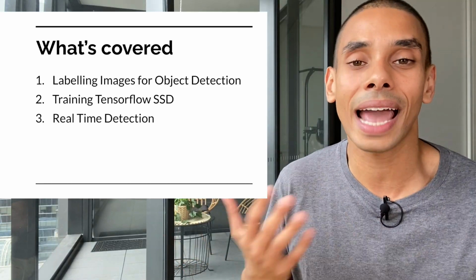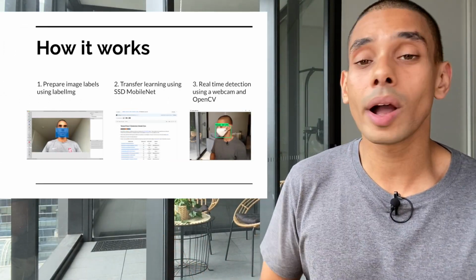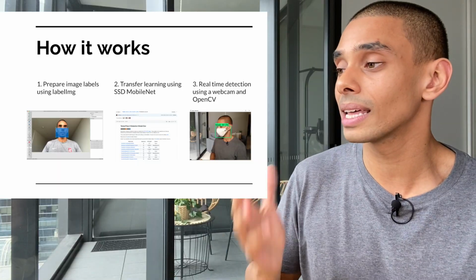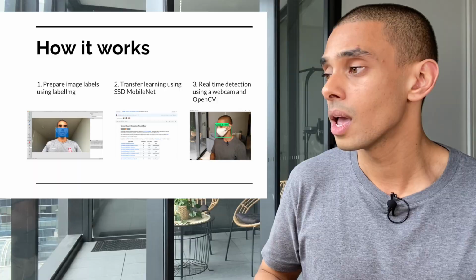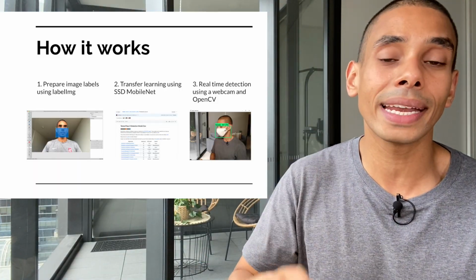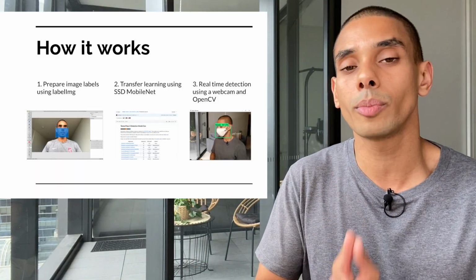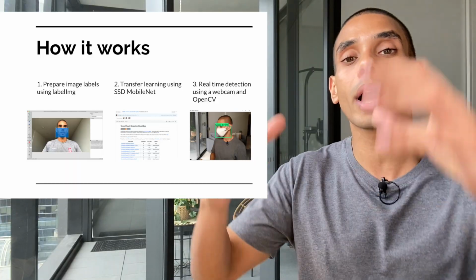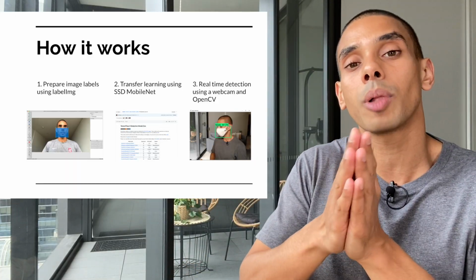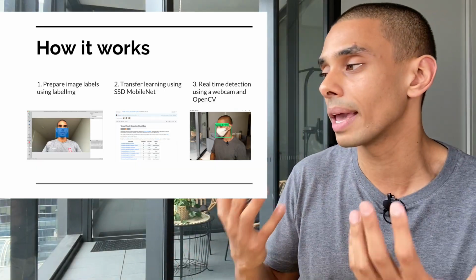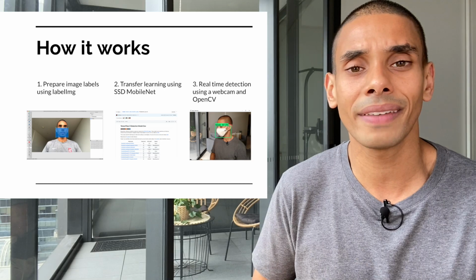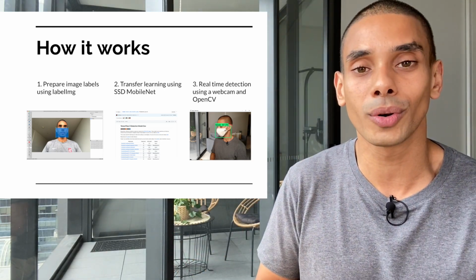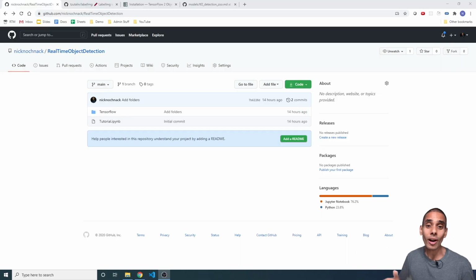Let's take a deeper look at how this is all going to work. First up, we're going to be preparing our images using the labelImg package. This is going to allow us to label different face masks on our face. Then we're going to train our deep learning model using the TensorFlow object detection API. Specifically, we're going to download a pre-trained model and then apply transfer learning to train this a whole heap faster. And then last but not least, we're going to make those real-time detections using OpenCV and Python from within our Jupyter notebook. Ready to do it? Let's get to it.